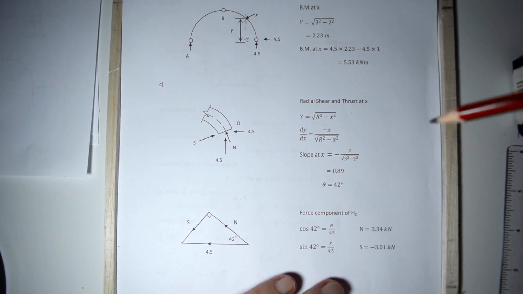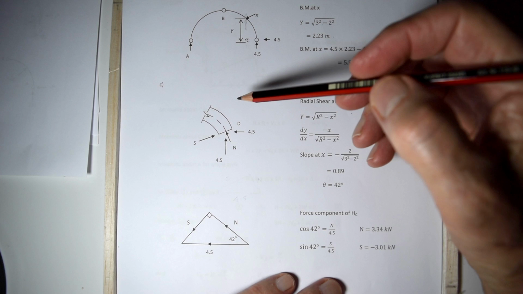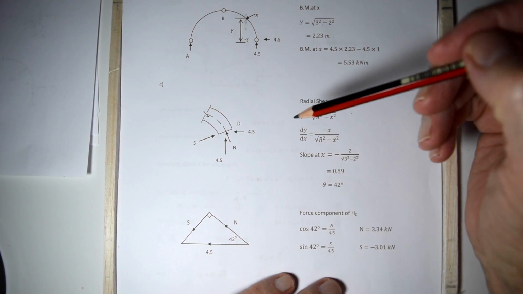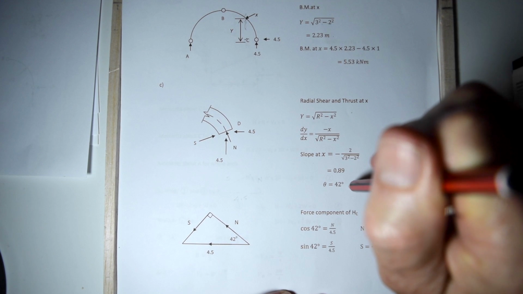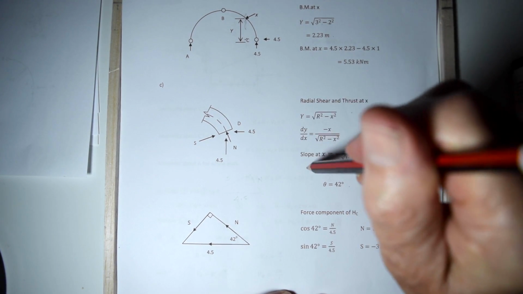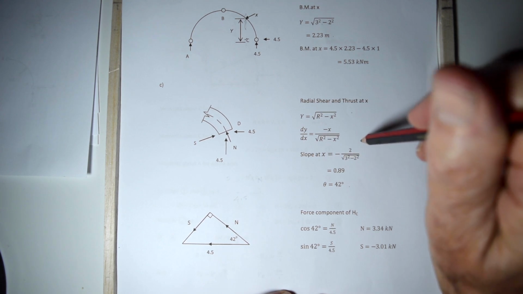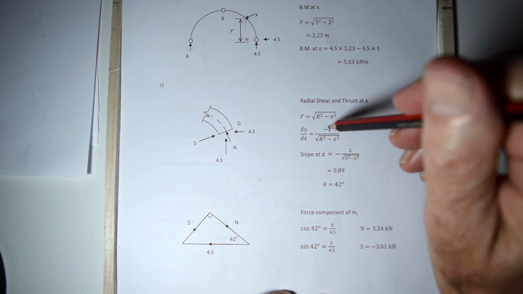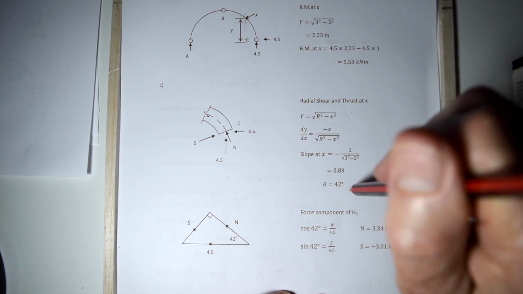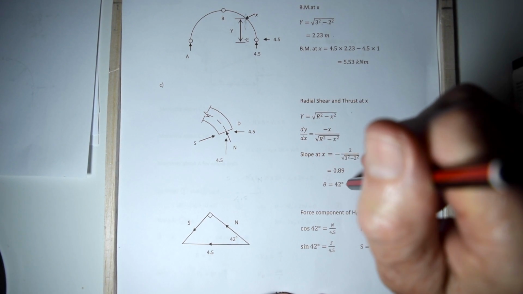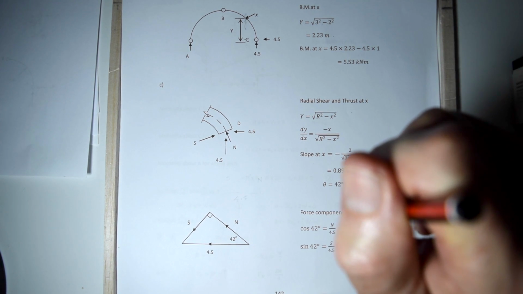Part C, I've done using the calculus again to find the actual angle of the tangent to the curve at that point. It works out at 42 degrees. As I said, don't stress over this. I'll be showing you on a more complicated problem in the tutorial how you can find that in a much easier fashion for those who find that a bit difficult. So the angle is 42 degrees, and we look at the force component of HC now.